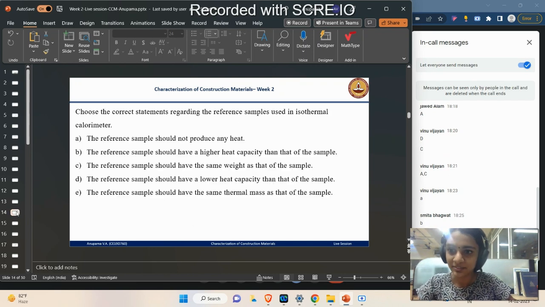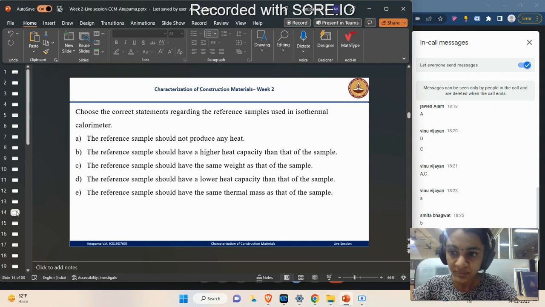I hope at least this one, the answer provided will be correct. Choose the correct statements regarding the reference samples used in the isothermal calorimeter. In the case of isothermal calorimeter, we need a reference sample and our own sample which we need to analyze. So what has to be the reference sample type for it to be used as a reference against the sample which we need to analyze?